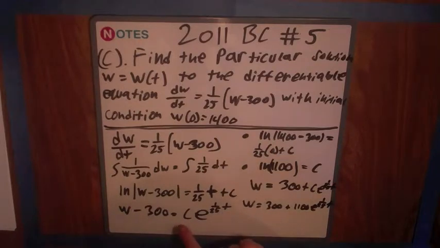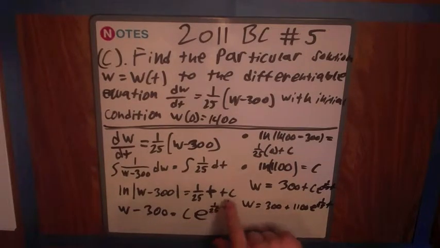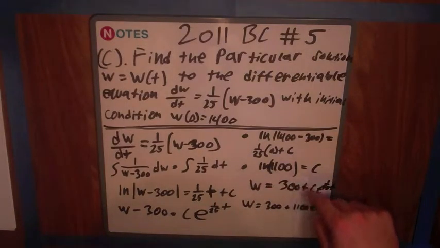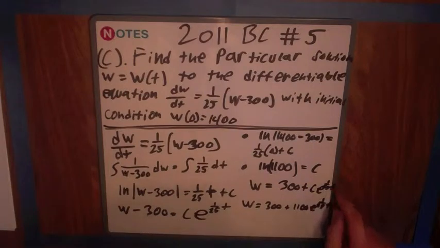And because the c is here, because this value right here becomes the equivalent of e to the 1 over 25 times t, that whole quantity times e to the c, and e to the c is just the same thing as c. So W equals 300 plus c e to the 1 over 25 t. And then finally plug in our natural log. W equals 300 plus 1100 e to the 1 over 25 t.